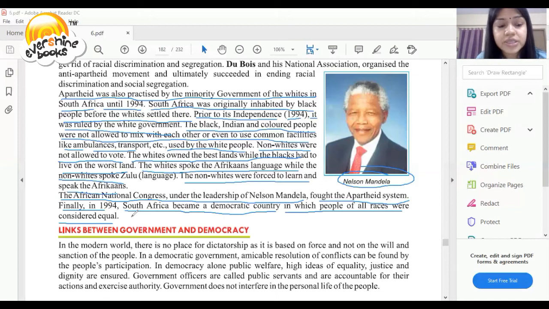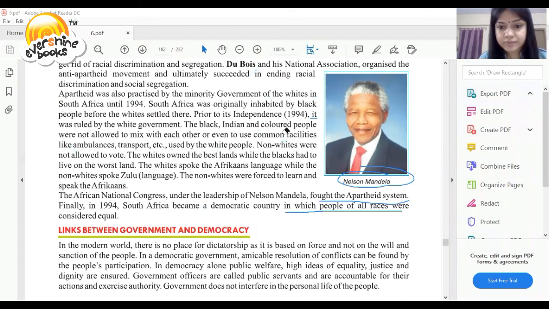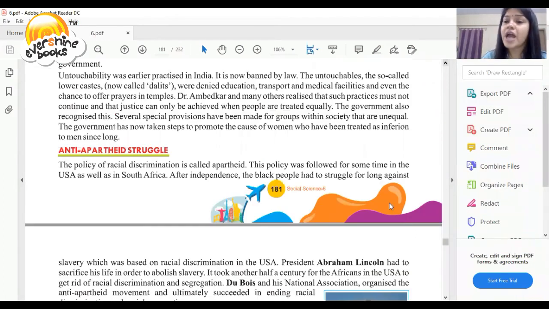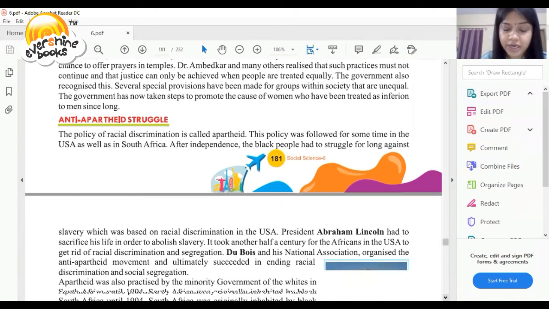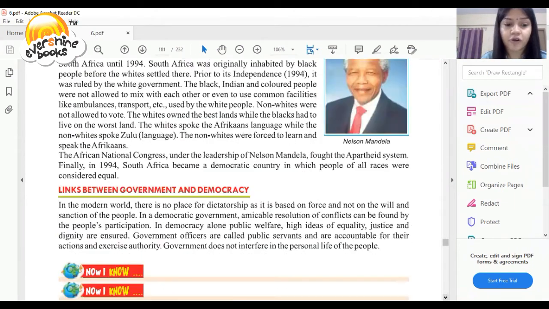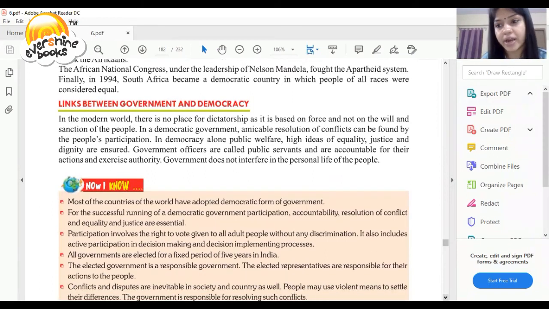The second important question is, who fought against the apartheid system? So the answer is, the leader of African National Congress named Nelson Mandela fought against the apartheid system. So this is all about the anti-apartheid struggle. Dear student, let's understand the last learning objective of the chapter, that is links between government and democracy.